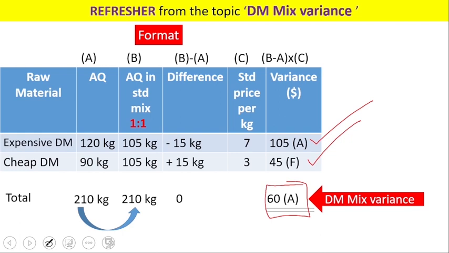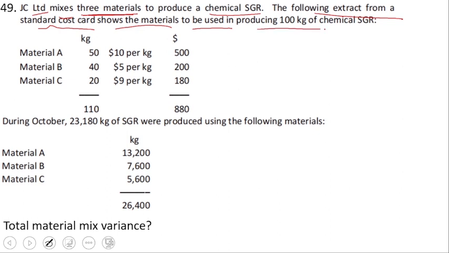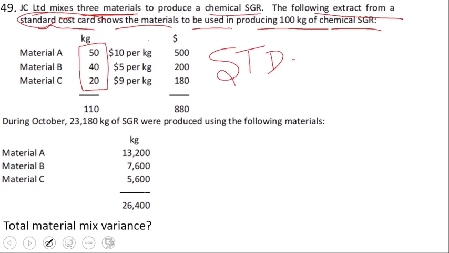Now let's do the question from the exam kit. Question number 49. JC Limited mixes 3 materials to produce a chemical SGR. The following extract from a standard cost card shows the materials to be used in producing 100 kg of chemical SGR. Since this is the standard cost card, this is the standard. So what have they given? They have given the standard mix. It is 5:4:2. And they have also given the standard price.